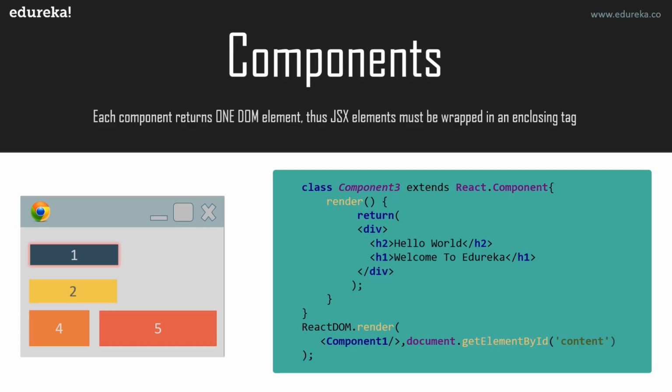The JSX elements must be wrapped in an enclosing tag. Always remember that if you embed JSX elements inside a return statement or a render method, you have to wrap them in an enclosing tag. Here I am creating an ES6 standard class component, component 3, which is written like this: hello world, welcome to Edureka. And in ReactDOM.render, I am calling component 1 because component 1 is my root component. And where I want to show it is the ID of that div element, using document.getElementById with ID content.